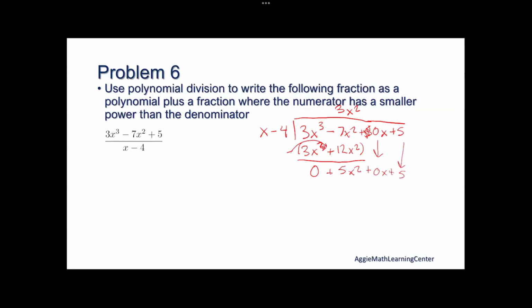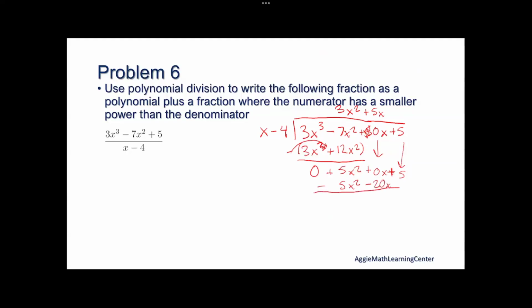Okay, we get to that point? Awesome. All right, and then we're going to do the exact same process again. So what are we going to multiply x by to get us to this 5x squared term? Yep. So we'll put 5x up here, and then we'll multiply 5x by x to get a 5x squared, and then multiply 5x by negative 4 to get a minus 20x.